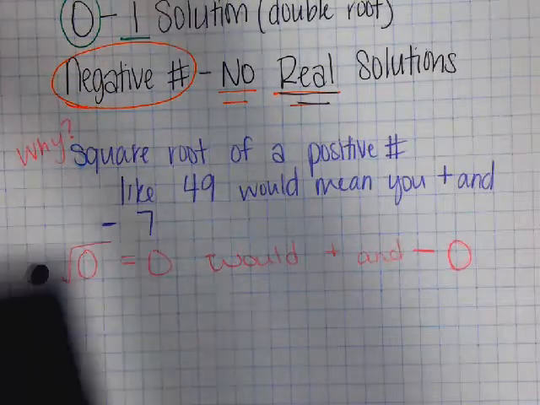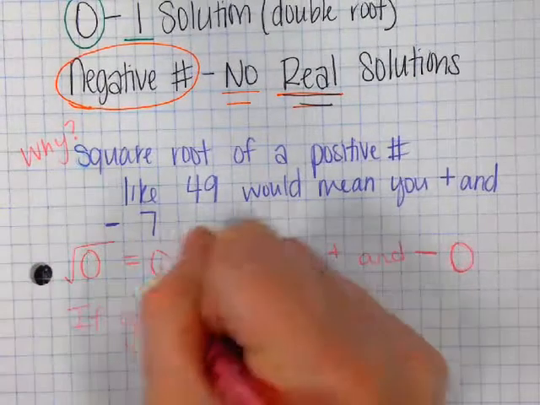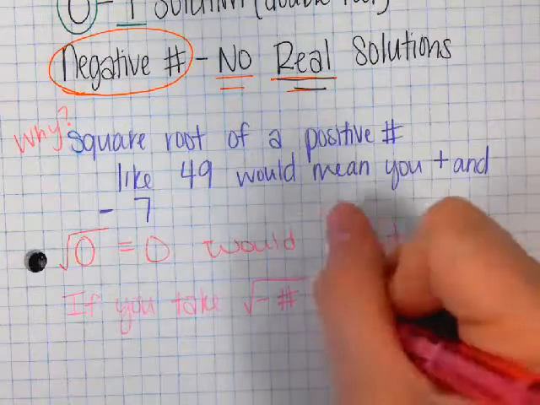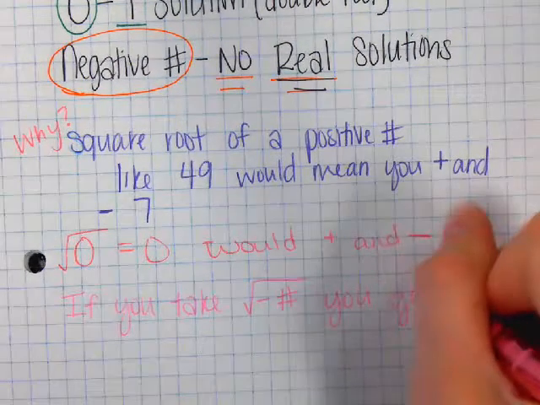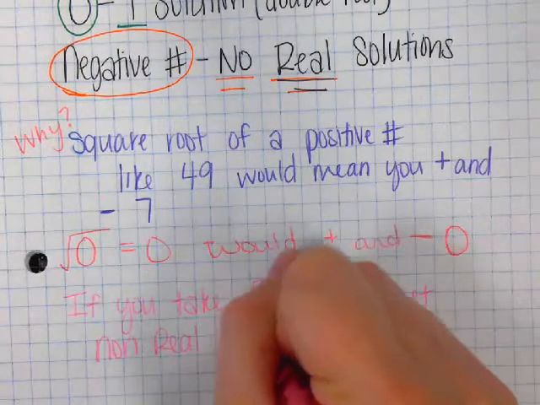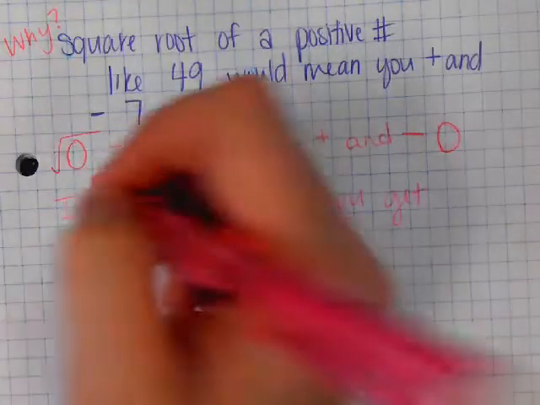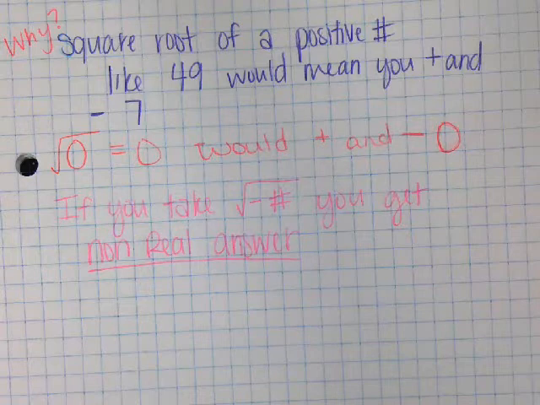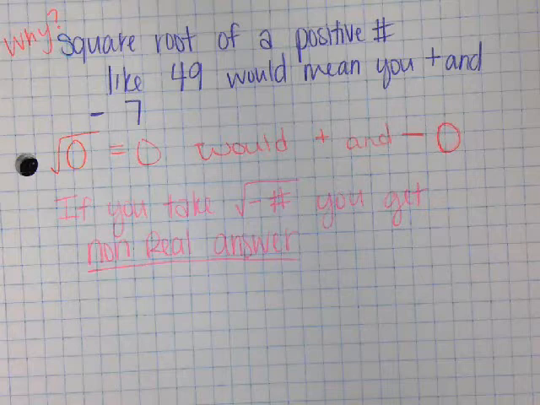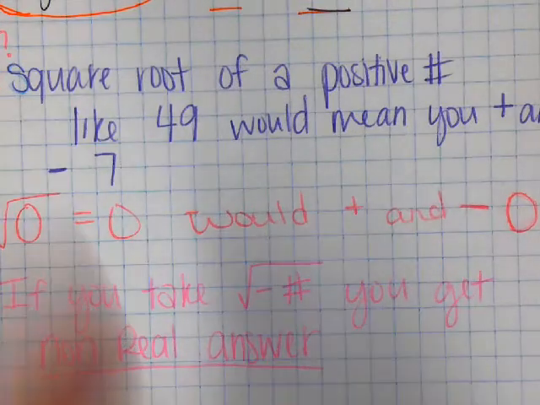And then if you take the square root of a negative number, you get a non-real answer. Up until this point, you have been told that you cannot take the square root of a negative number. You really can, it just doesn't give you a real solution. Tomorrow we're going to talk about imaginary solutions. So that is how you find the discriminant.